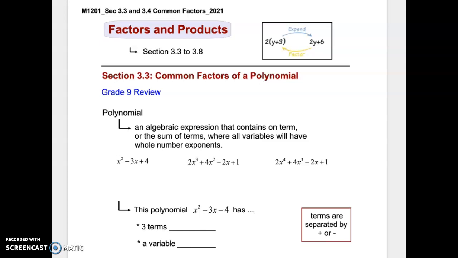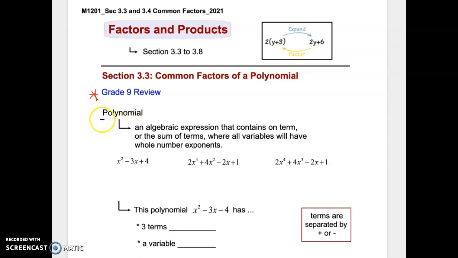Hello everyone and welcome to Unit 3, Factors and Products. In this unit we will talk about sections 3.3 to 3.8. So first of all we're going to start with section 3.3, but before we get started on that, let's talk about some review from grade 9.